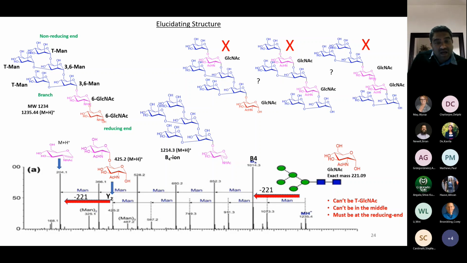And then we see the other pathway. It loses all mannoses: 1, 2, 3, 4, 5. Five mannoses are gone. Then what do we see? We see a 425 peak, which is two GlcNAc units. And then it goes for a loss of one entire GlcNAc, and goes to 204. So this clearly indicates that two GlcNAc units are together, side by side, which makes this structure invalid. So we have this structure now.